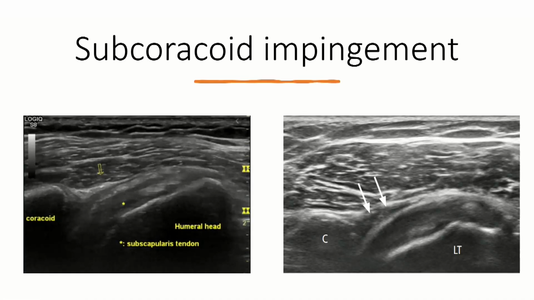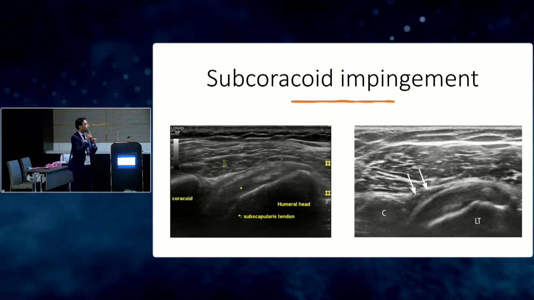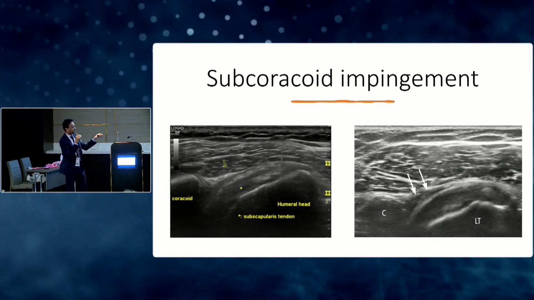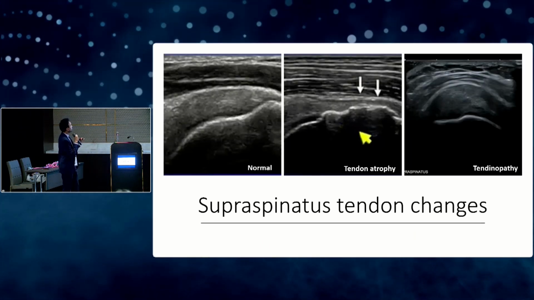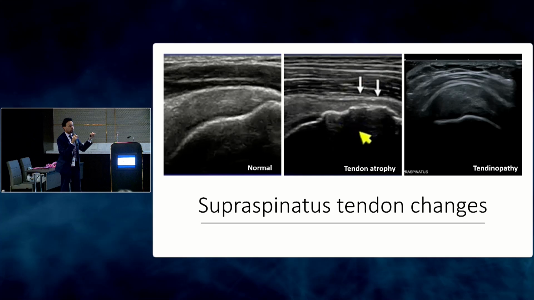So, you can see the coracoid and supraspinatus, and this should work actually, but I don't know why it's not working. But when you ask the patient to do an abduction, you will see there is a bulge coming out because of the impingement syndrome. These might be supraspinatus tendon changes.